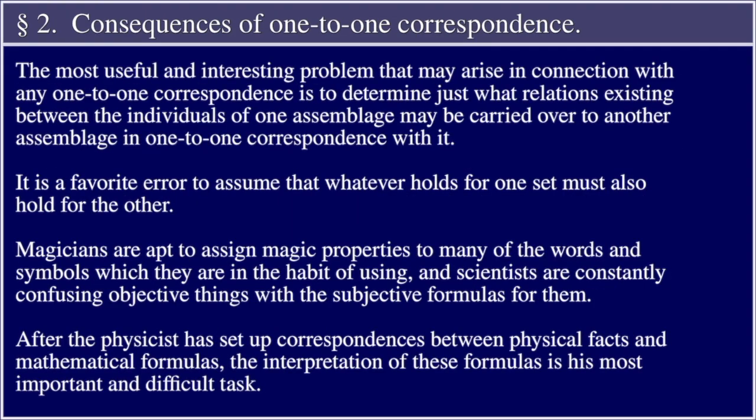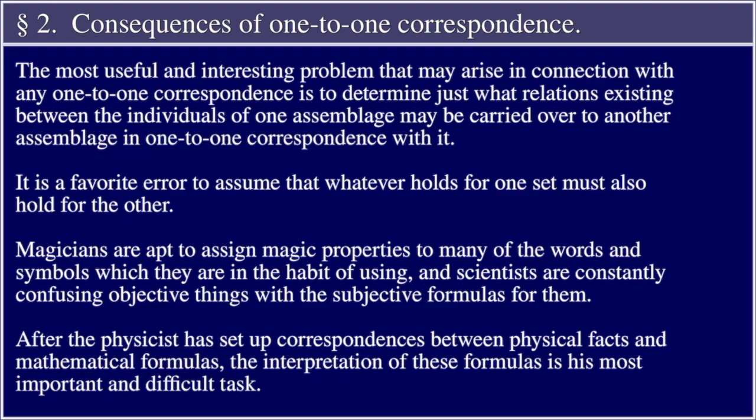Section 2, Consequences of One-to-One Correspondence. The most useful and interesting problem that may arise in connection with any one-to-one correspondence is to determine just what relations existing between the individuals of one assemblage may be carried over to another assemblage in one-to-one correspondence with it. It is a favorite error to assume that whatever holds for one set must also hold for the other.